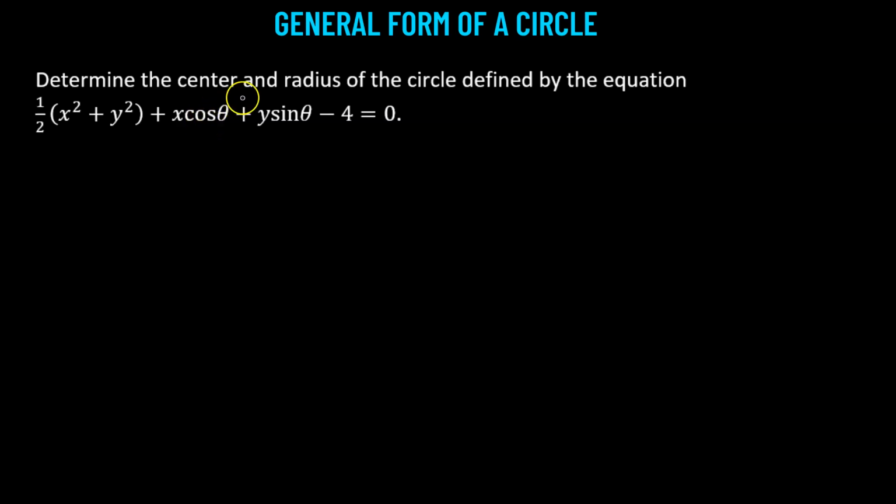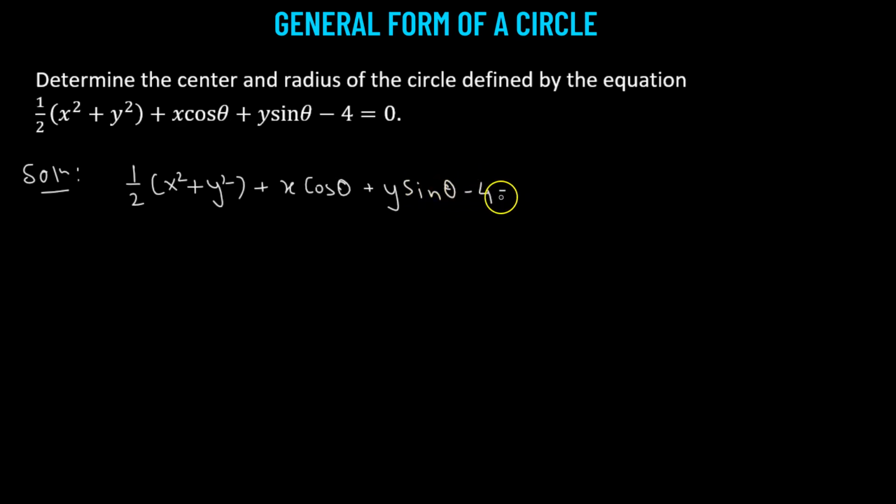Now we need to determine the center and the radius of a circle, and this equation is given. So let's begin with the equation of a circle. So here we have half x squared plus y squared plus x times cosine theta plus y times sine theta minus 4 equals 0.